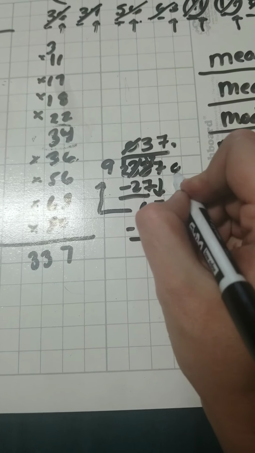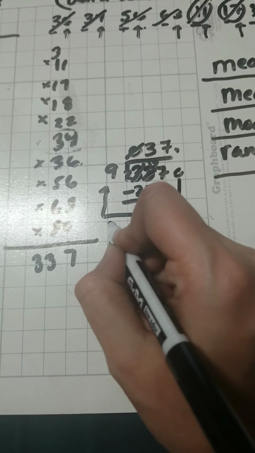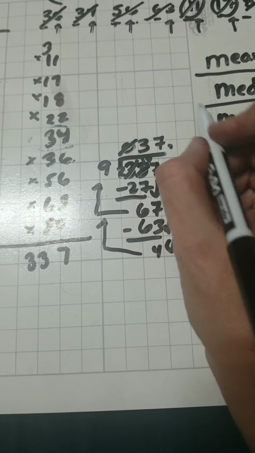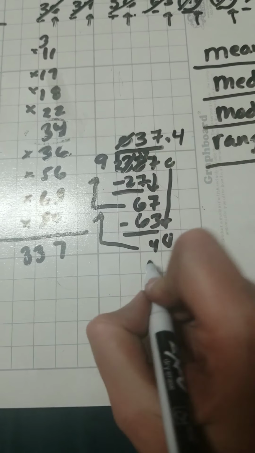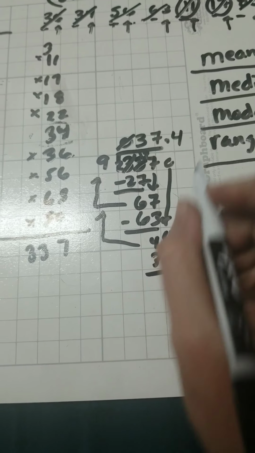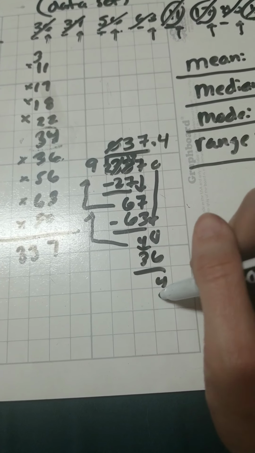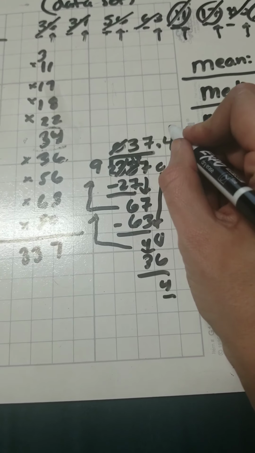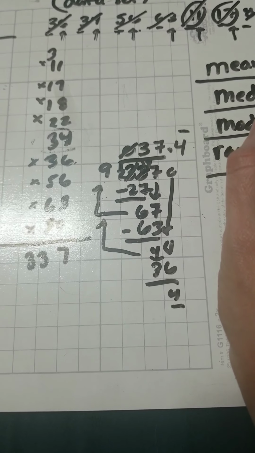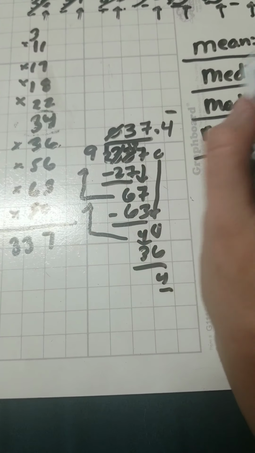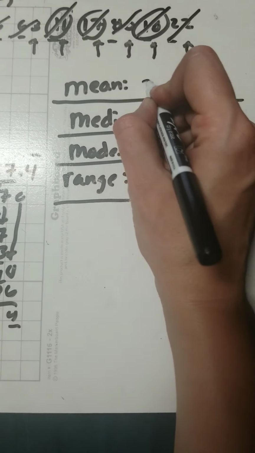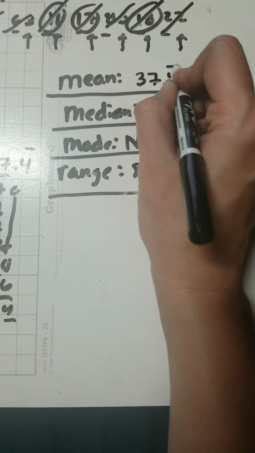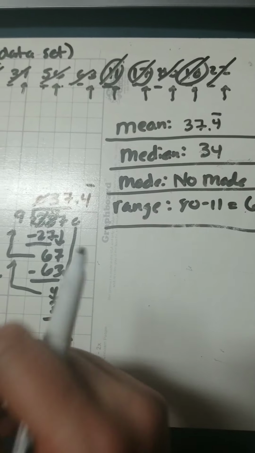Add a decimal, bring down a 0. If I have 40, I want to put them into groups of 9. That will go in there 4 times, which is 36, and then I end up with a remainder of 4 again. So because this remainder is consistently staying the same, that means that this is going to be a repeating decimal. So the answer is going to be 37.4. So that is your average. And I'm going to use bar notation to represent a repeating decimal.